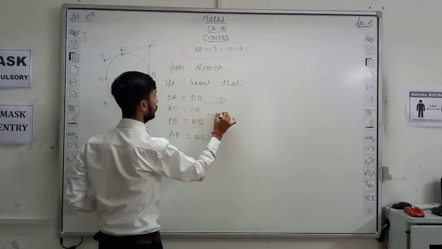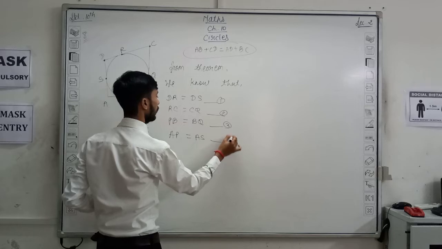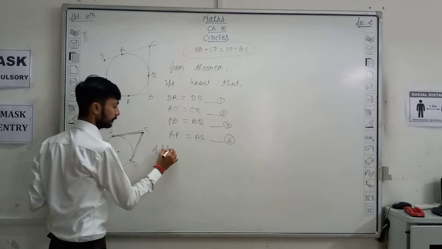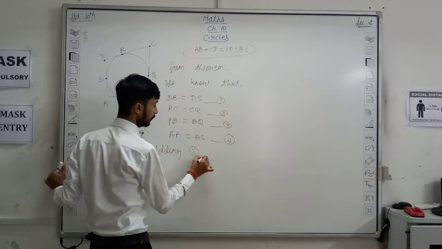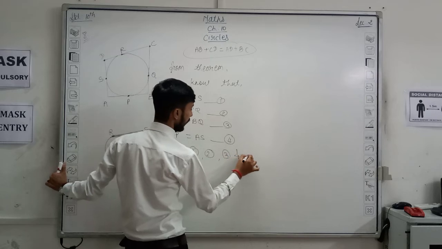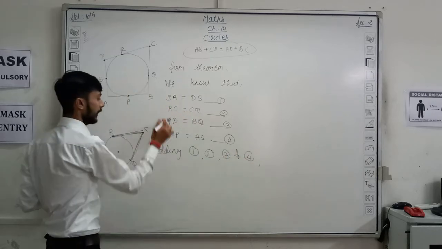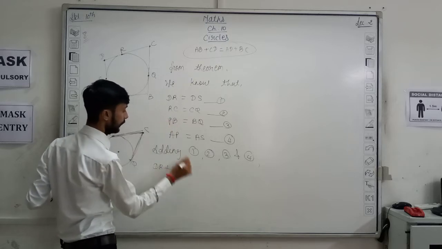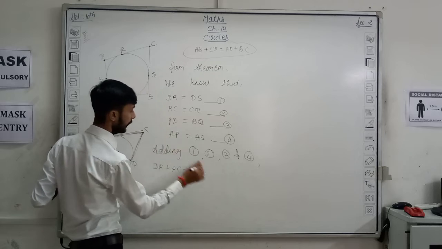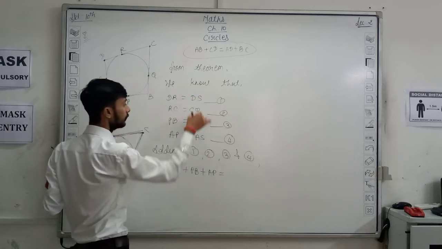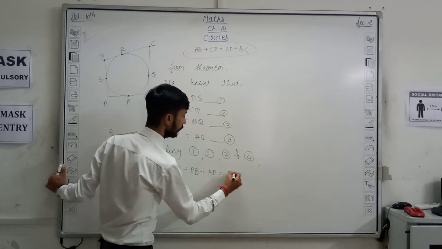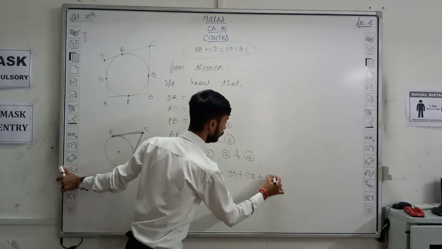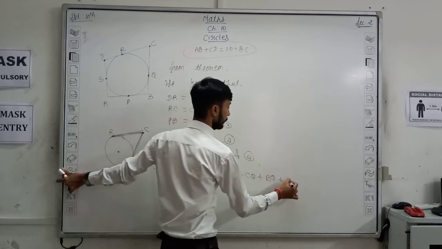Giving number 1, 2, 3 and 4, okay. Now adding 1, 2, 3 and 4, we get DR plus RC plus PB plus AP equals to right hand side DS plus CQ plus BQ plus AS, right?